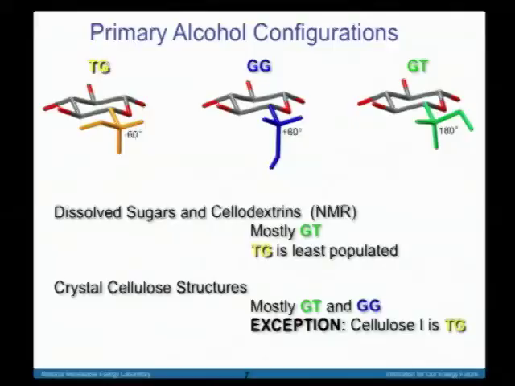But if you look at sugars as they exist in solution, sugars and cellodextrins, the ones that do dissolve, are almost all in this GT conformation. The cellulose crystals are almost all GT and GG, except for cellulose 1. The one that we get out of the plants is almost all cellulose 1, and according to the crystallographers, they're all in this TG formation. So the TG formation does not show up in dissolved sugars, but it's the predominant form in what the crystallographers tell us is cellulose 1.